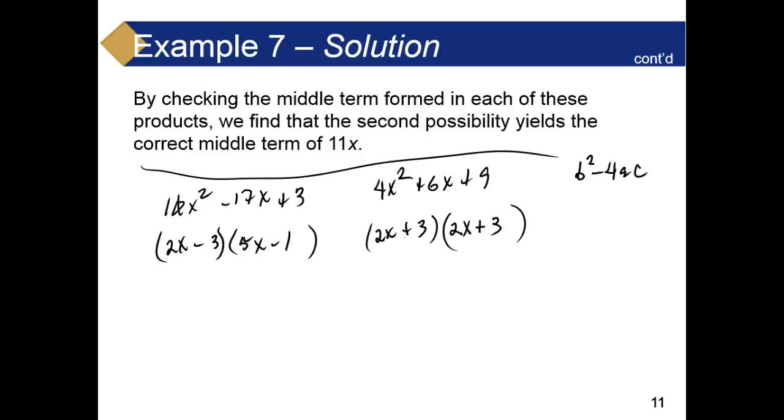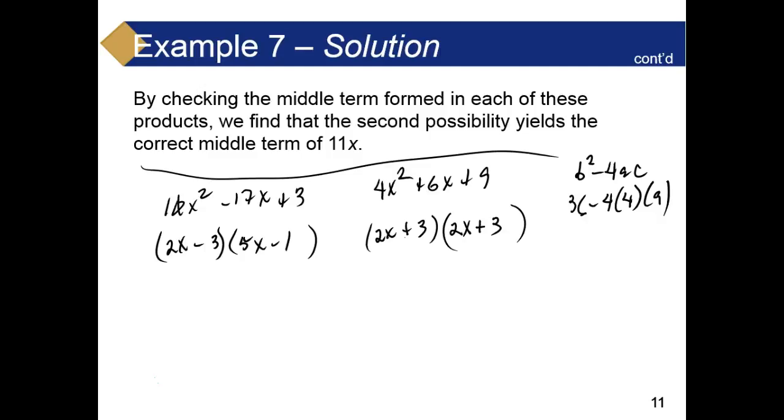6, and b squared would be 36. Minus 4 times, what's my a? 4, and what's my c? 9. Okay? Now, this is really cheating to take you this far ahead. But let me just point something out to you.